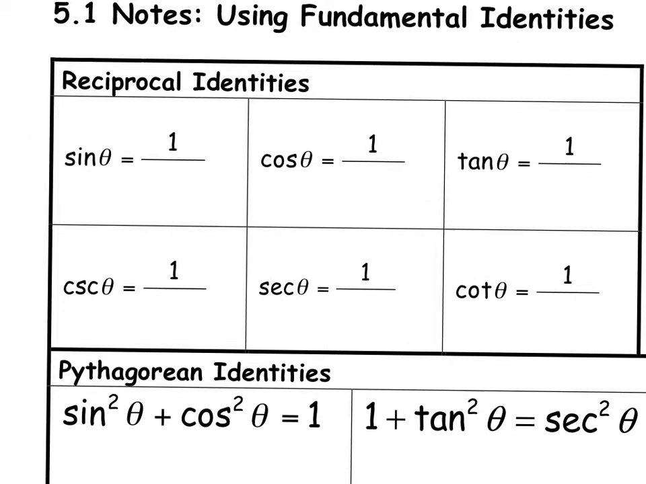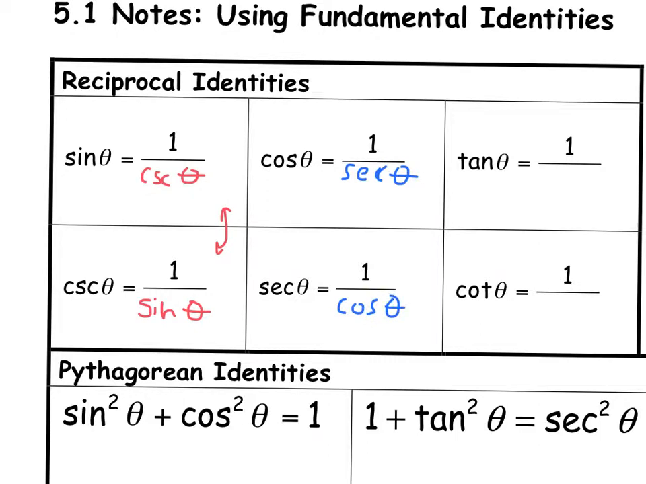So cosecant is 1 over sine of theta. So that means sine is 1 over cosecant of theta. It's almost, these two here are shifted. So cosine is going to be 1 over secant of theta. And secant is going to be 1 over cosine of theta.